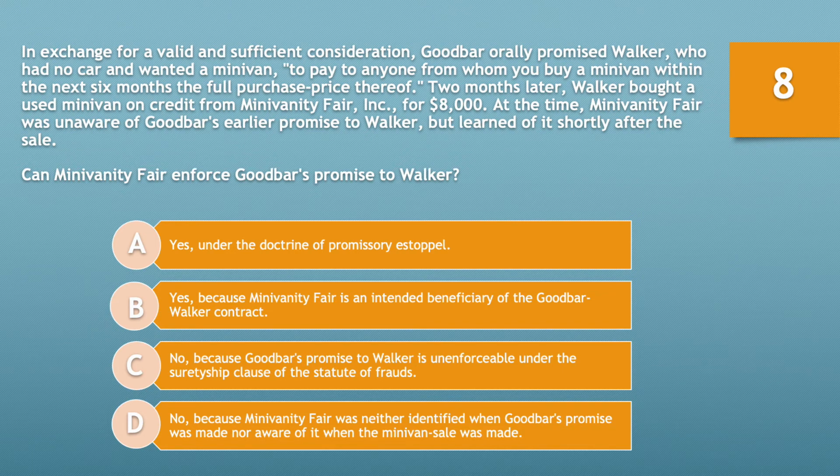A, yes, under the doctrine of promissory estoppel. B, yes, because Minivanity Fair is an intended beneficiary of the Goodbar-Walker contract. C, no, because Goodbar's promise to Walker is unenforceable under the suretyship clause of the statute of frauds. Or D, no, because Minivanity Fair was neither identified when Goodbar's promise was made nor aware of it when the minivan sale was made. Take a few seconds and choose the best answer now.